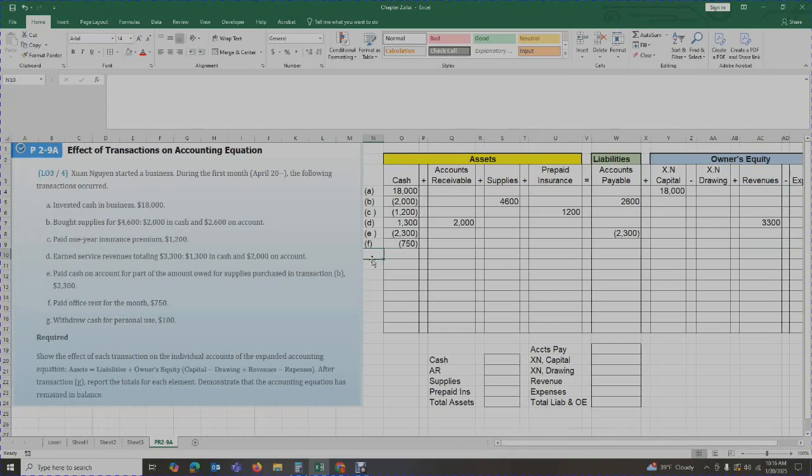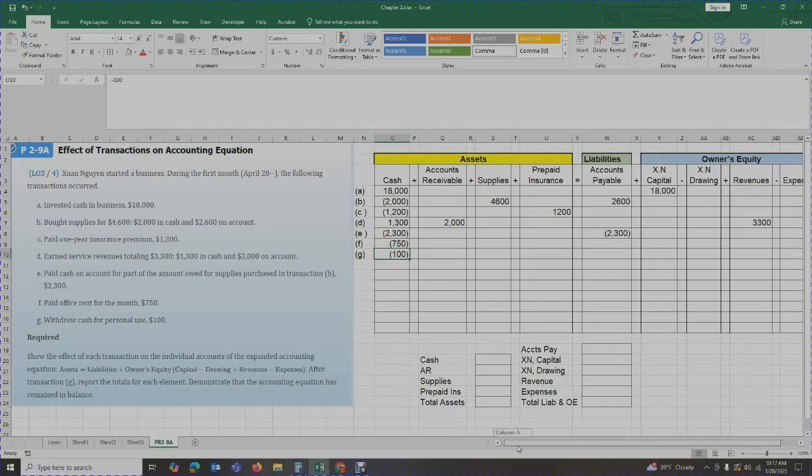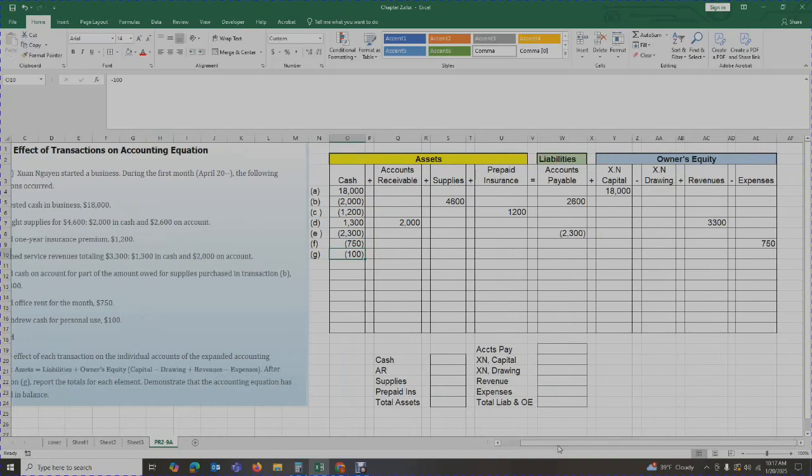Then last but not least, we've got letter G. Okay, letter G is we withdrew cash for personal use, $100. So the business owner took out $100. Okay, so what's going to happen? If he withdrew money for personal use, that means that I have less cash. My cash decreases by $100. Okay. Now, he took money out of the business. Where do we keep track of how much money he took out of the business?